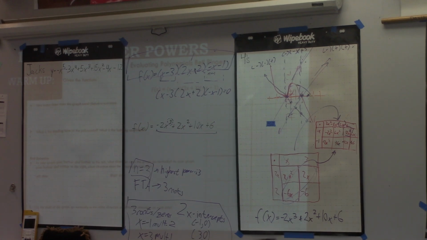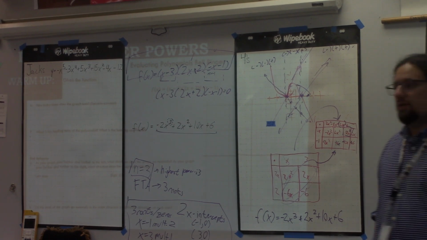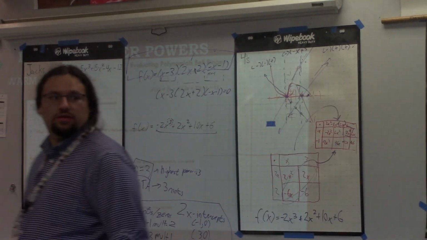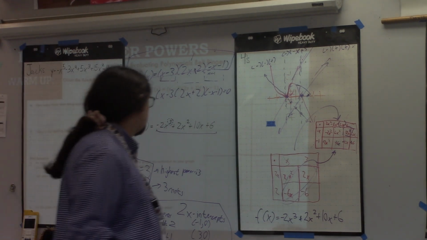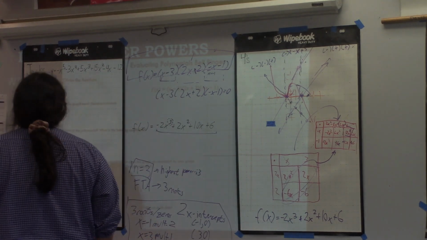2 x-intercepts and 3 zeros. So you have 3. 2 x-intercepts, 3 zeros. Did you say yes or no? What do you mean, yes or no? You didn't give me an answer.